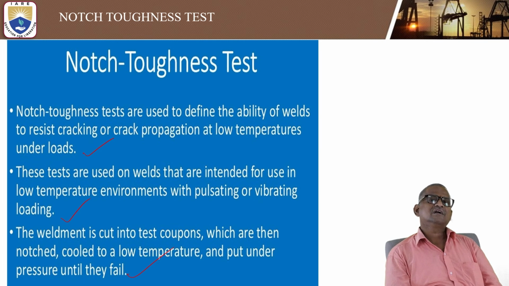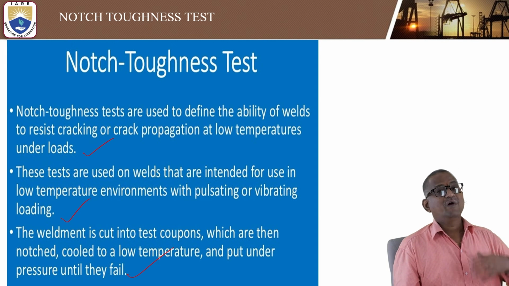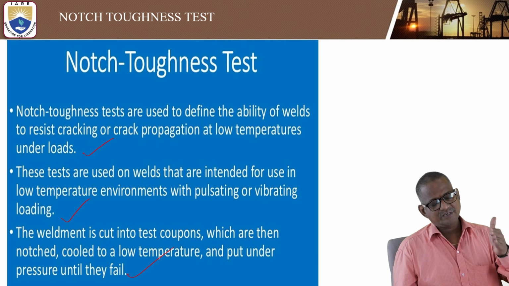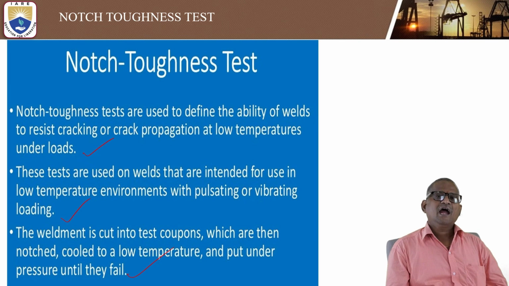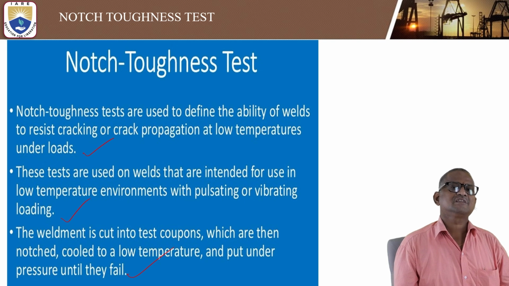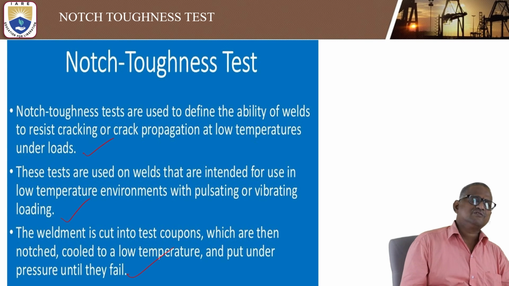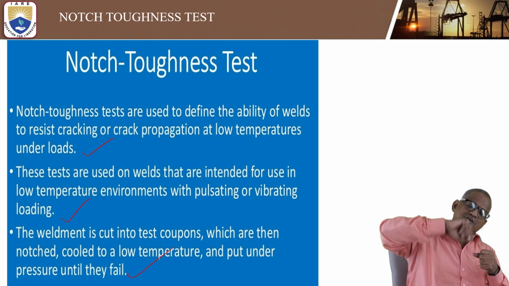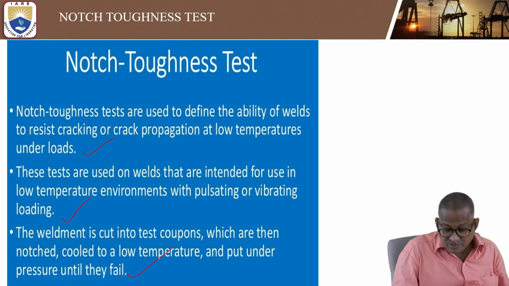Okay, so another interesting topic is weld defects. In the weld defects, some of the weldment is cut into test specimens. So whatever you want to perform, you will collect ten pieces, and the test coupons are then often notched and cooled to room temperature and pressure is applied until they fail. Okay, so always you can keep on applying pressure.